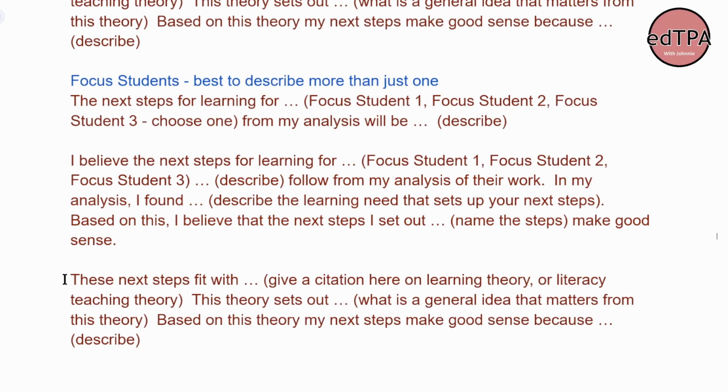And then again, theory now. These next steps fit with, give a citation here on learning theory or literacy teaching theory. This theory sets out what is a general idea that matters from this theory. Based on this theory, my next steps make good sense because. So you can do this part here with this frame here for each of your focus students or for your students with particular learning needs. All right, so use this again and again.